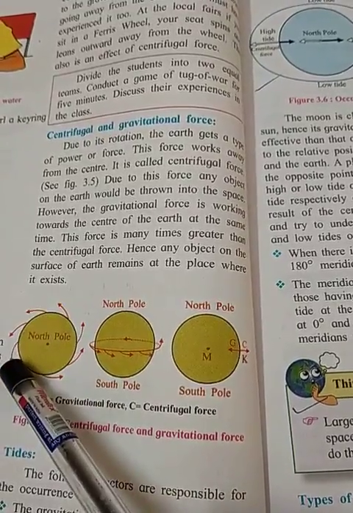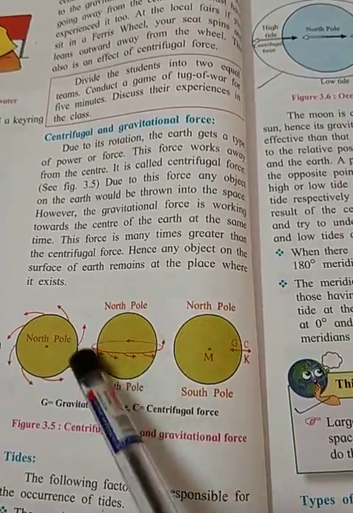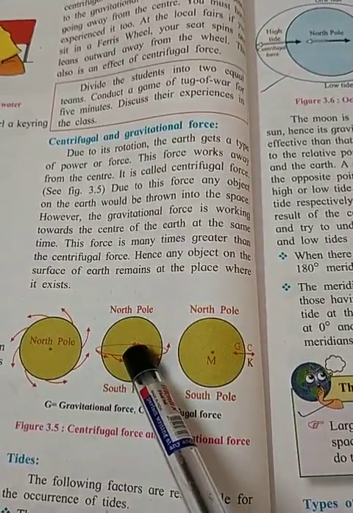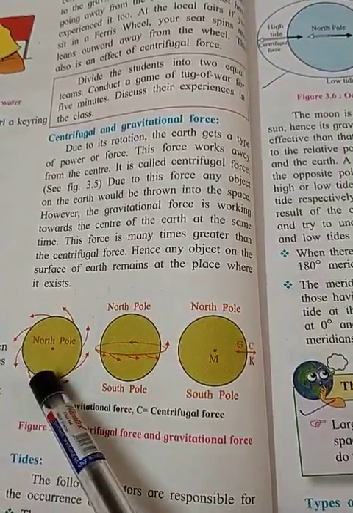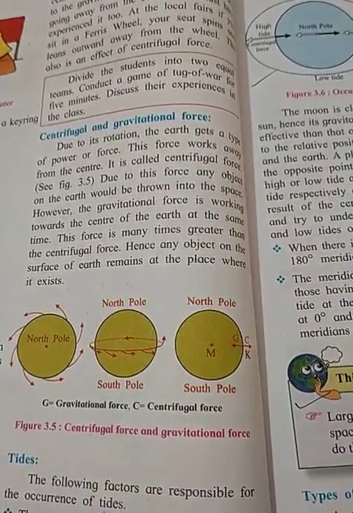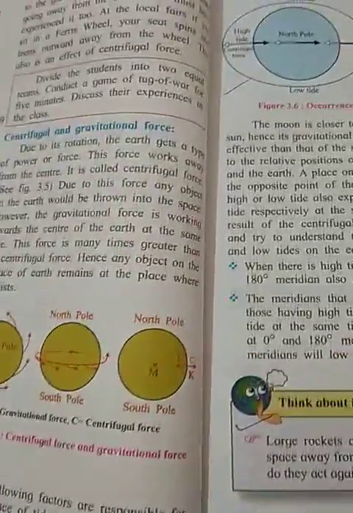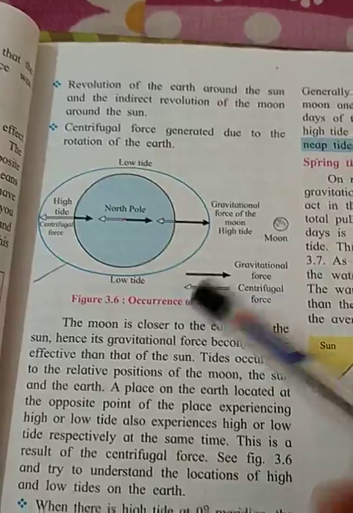Okay. Otherwise, the force which moves towards the center, it is centrifugal force. At the same time, the force which goes away from the center, we call it the gravitational force. Got it? Good. Now we will see the next concept, that is the occurrence of tides.